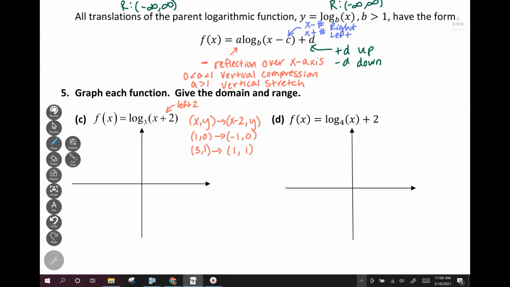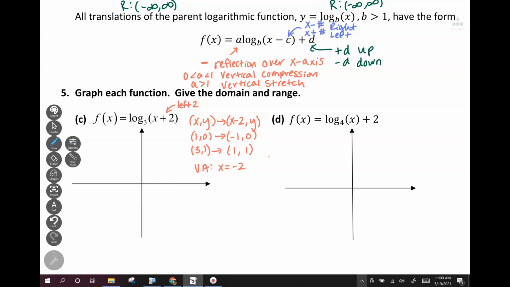All right, and then also think about your vertical asymptote. Your vertical asymptote is normally at x equals 0, but now it's shifted to the left 2, so it's going to be at negative 2.